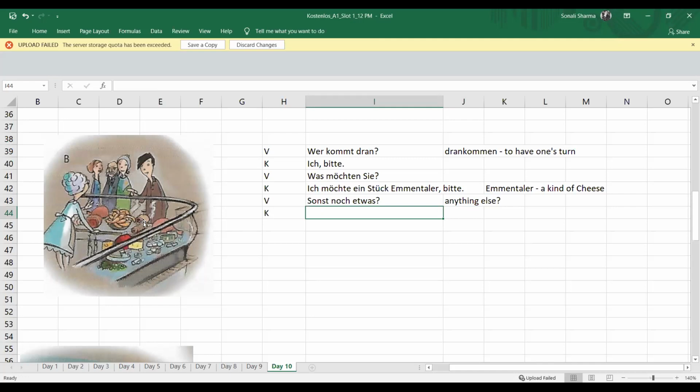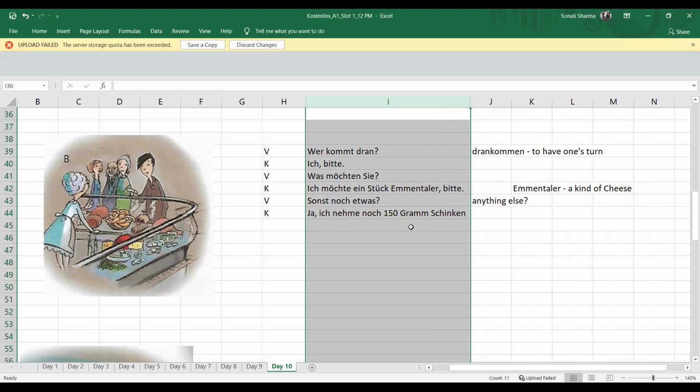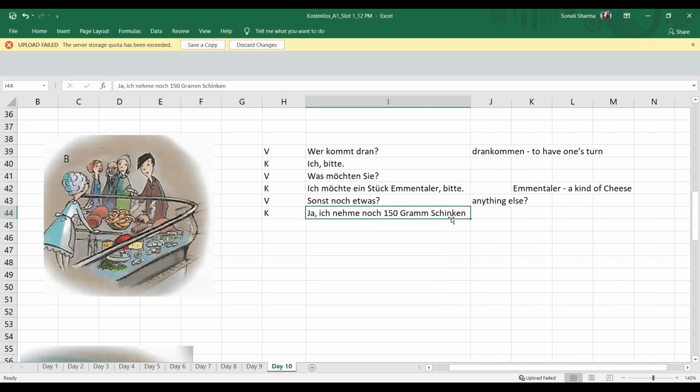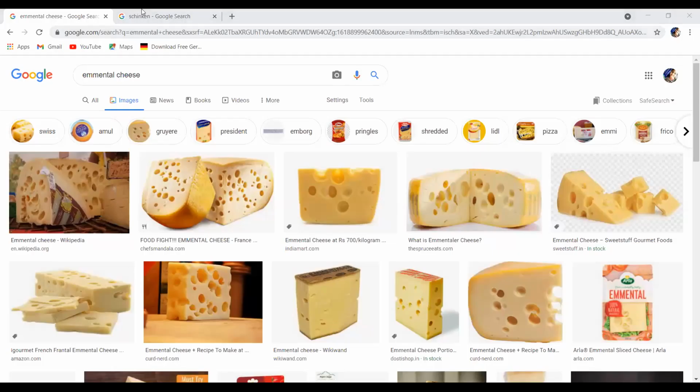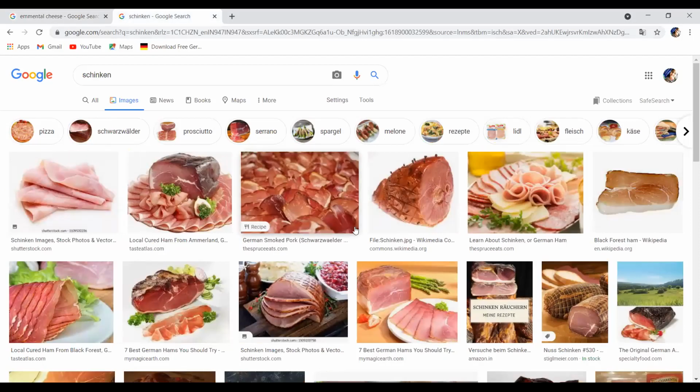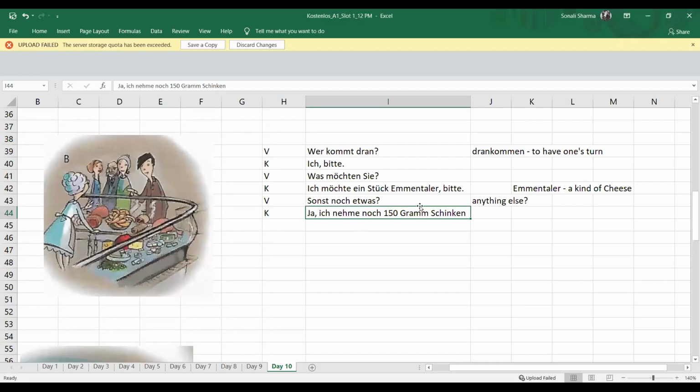Ja, ich nehme noch. You can say so, sonst noch etwas. So he's saying, Ja, ich nehme noch 150 Gramm Schinken. That means I want 150 grams of ham. What Schinken basically is, again I'm going to share the photo. This is Schinken. We call it ham. These are slices of meat. So this is ham. Schinken. Ja, ich nehme noch 150 Gramm Schinken.